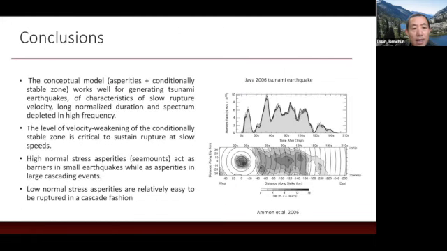So for the conclusion, one thing is that the conceptual model of a conditionally stable zone with asperities works well for tsunami earthquake generation. And like I said earlier, the level of velocity weakening of the conditionally stable zone is critical to sustain rupture at slow speed. And we have different asperities acting differently. The high strength one can act as a barrier in small events, and also as an asperity in large events. And this is one example.